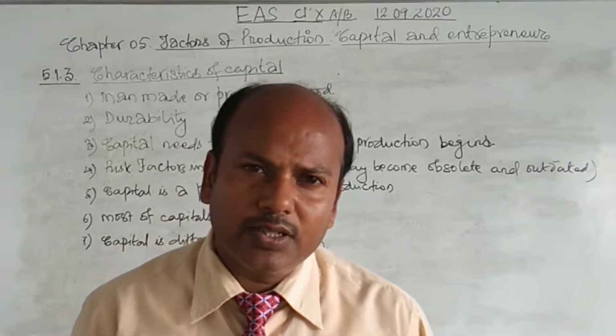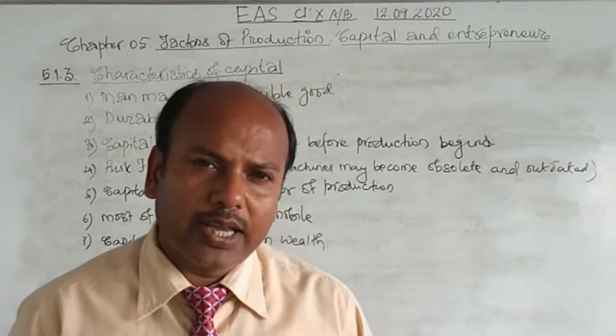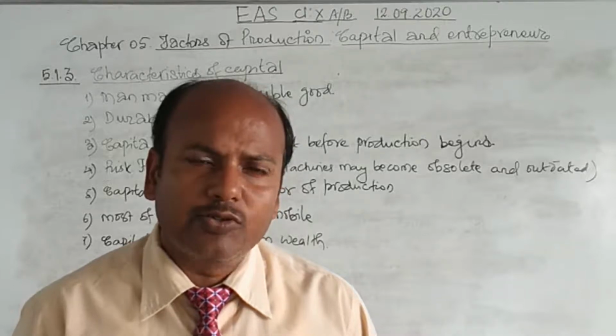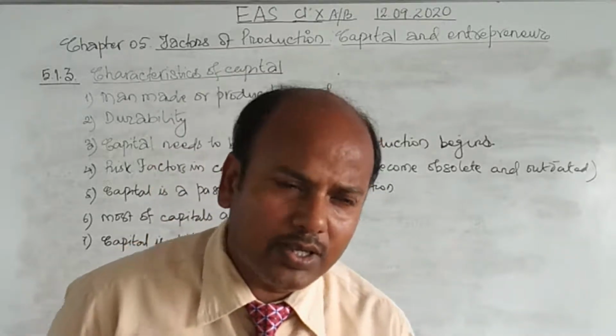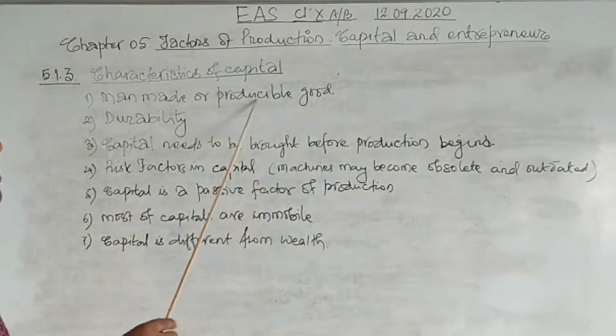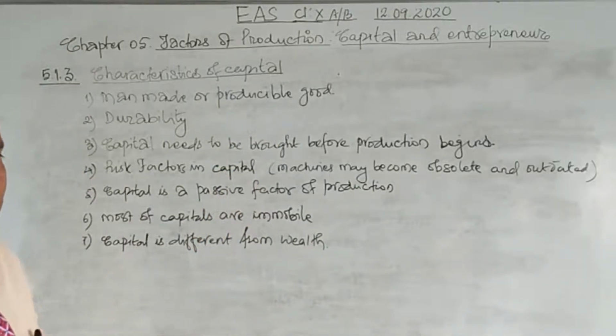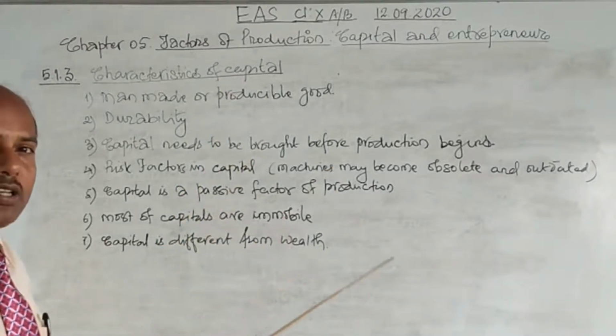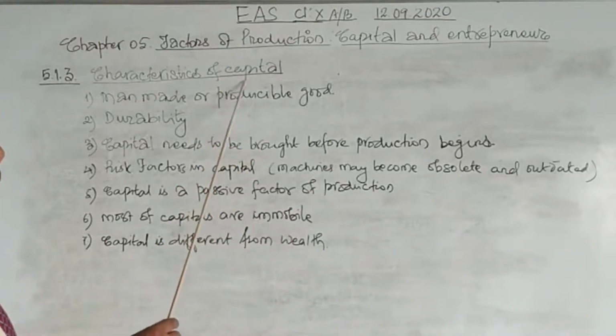The first important point in the characteristics of capital that you should know is that capital is a man-made and producible good. Producible good means we should be able to produce them. We should be able to produce the capital. So these should not be naturally occurring, free of nature, free of any cost.